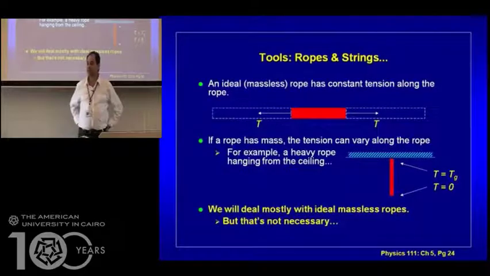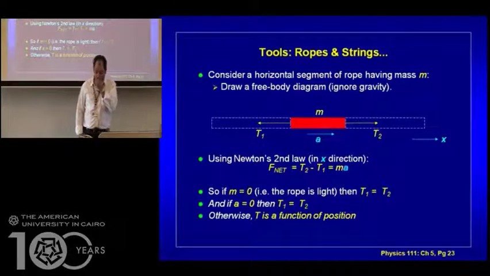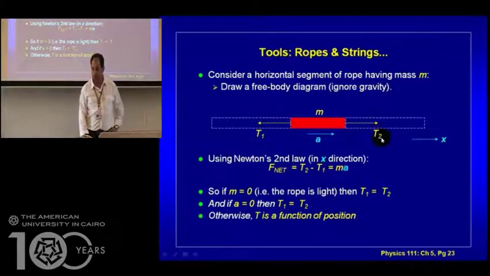Yes? In the other slide, when you say F max is equal to T2 minus T1, that means the absolute value of T1. No. T2 is positive. Yeah. I added them as vectors. Okay.